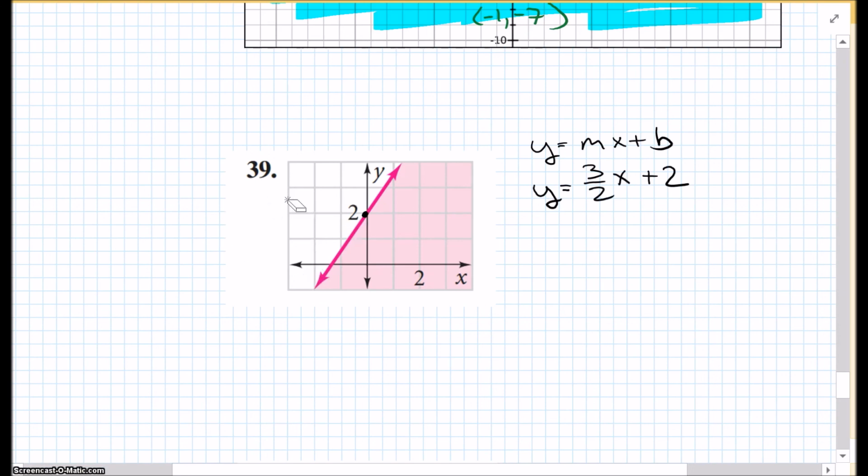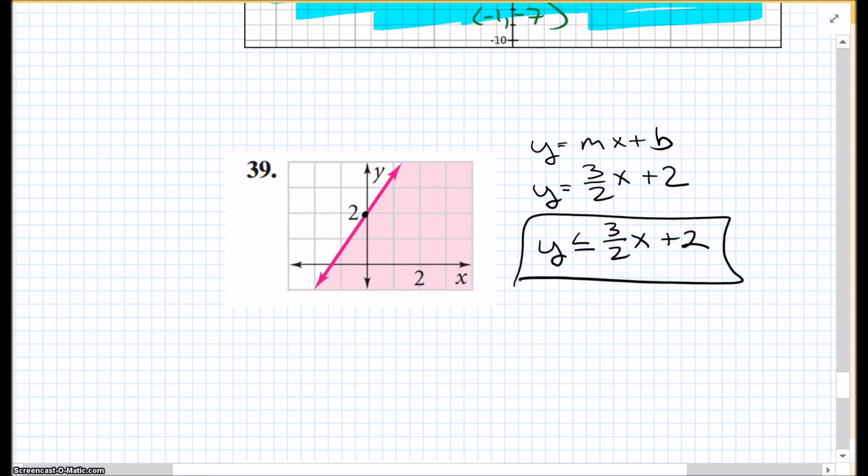All right, well, it's an inequality, and it's shaded below, so y is going to be less than or equal to 3 over 2x plus 2. Okay, so we graph the linear equation, and then we change the inequalities.